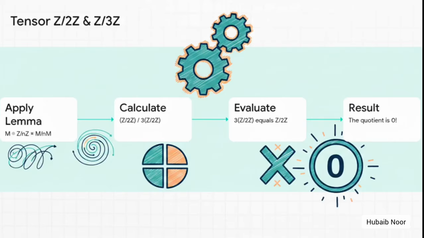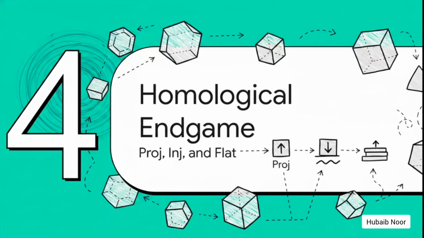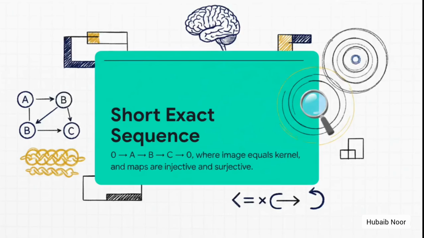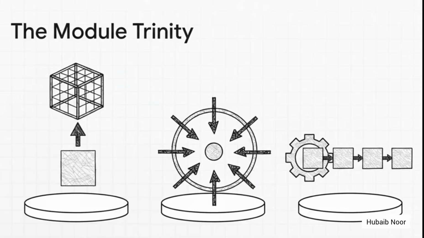Which brings us to our final act, section 4, the homological endgame: projective, injective, and flat. The absolute gold standard for measuring module relationships in advanced algebra is the short exact sequence. It is a highly precise chain of mappings where the image of one step perfectly equals the kernel of the next. It encodes structural data flawlessly, basically saying that the middle module, B, is a perfect mathematical extension of C by A. Depending on exactly how a particular module interacts with these short exact sequences, it falls into a sort of trinity of specialized classes.